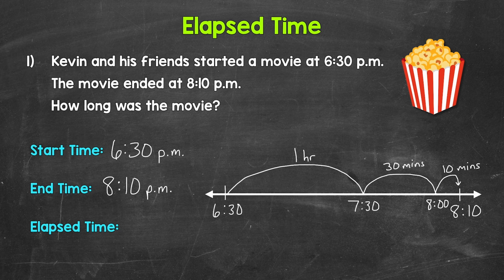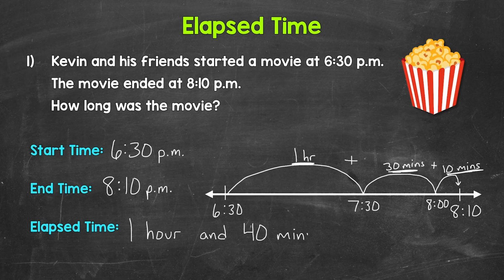Now we need to add up all of those jumps to find the total elapsed time. We have 1 hour plus 30 minutes plus 10 minutes. 1 hour plus 30 minutes gives us 1 hour and 30 minutes, plus 10 minutes gives us 1 hour and 40 minutes. And that's our elapsed time. So 1 hour and 40 minutes.